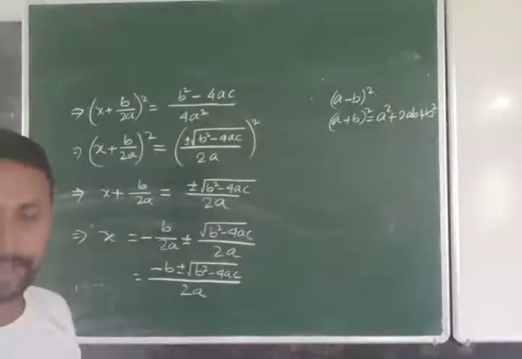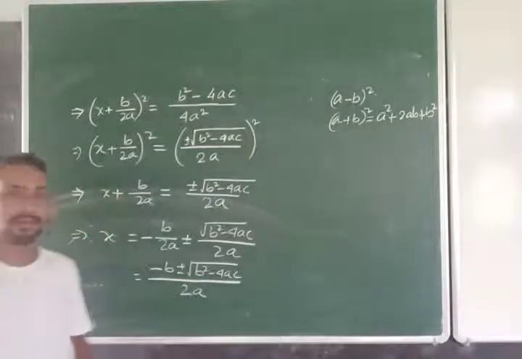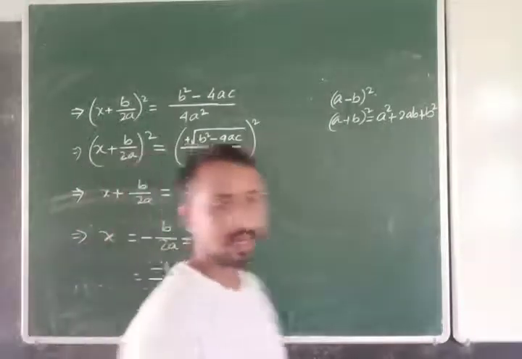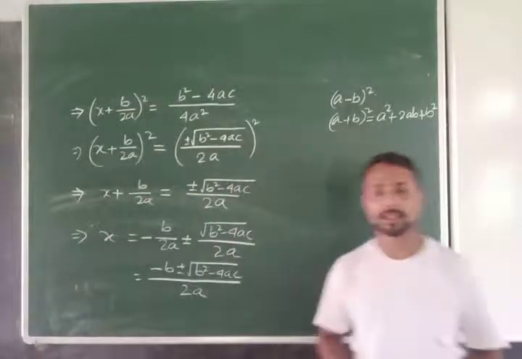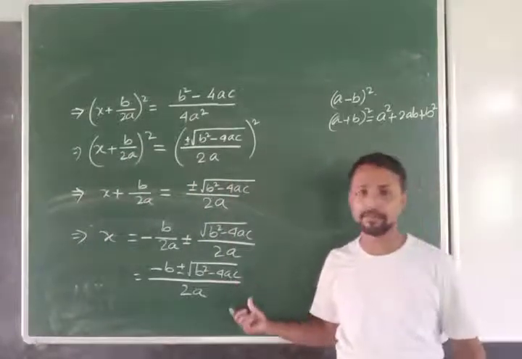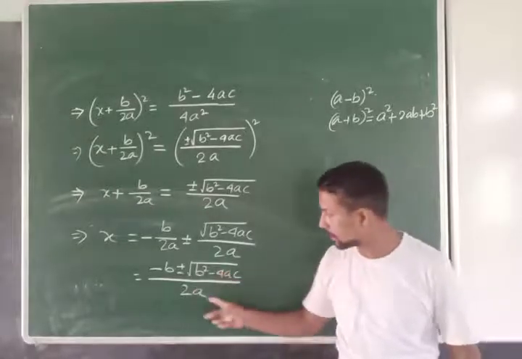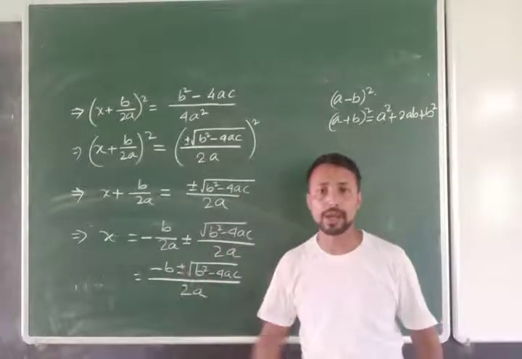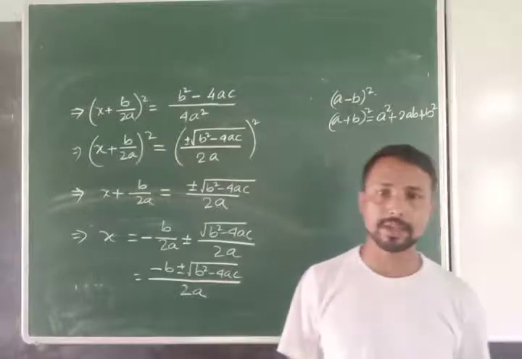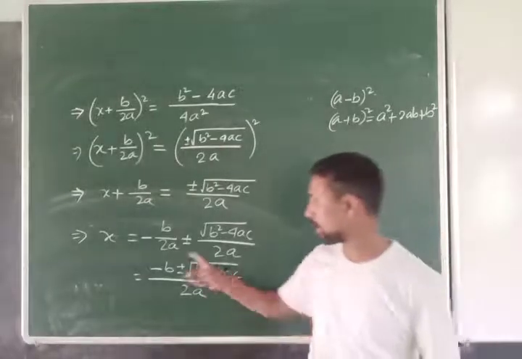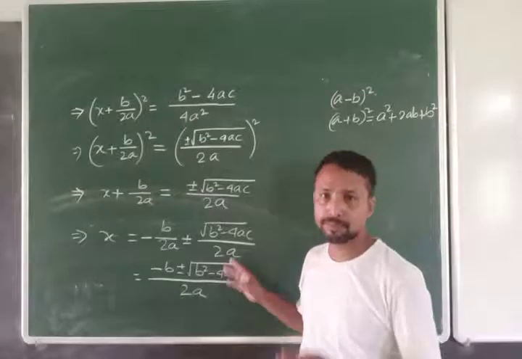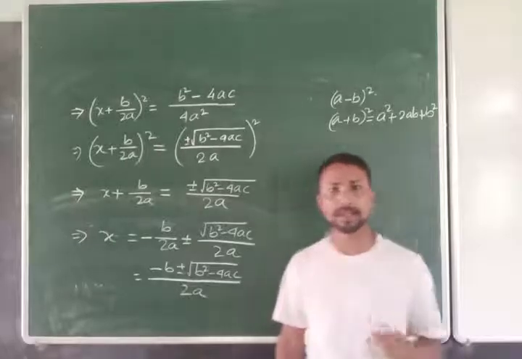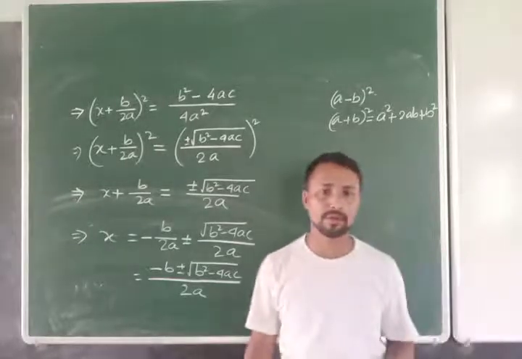And this method was first discovered by an Indian mathematician, Sridhar Acharya. This root part is also known as the formula of quadratic equation. The main process of finding this is called completing the square. There are two methods.